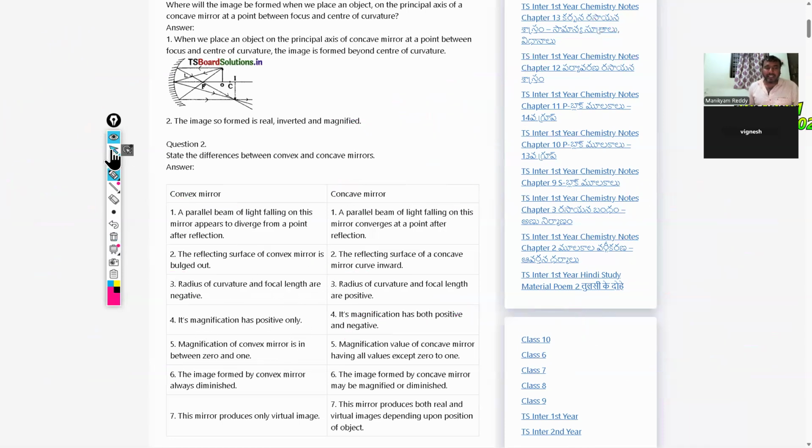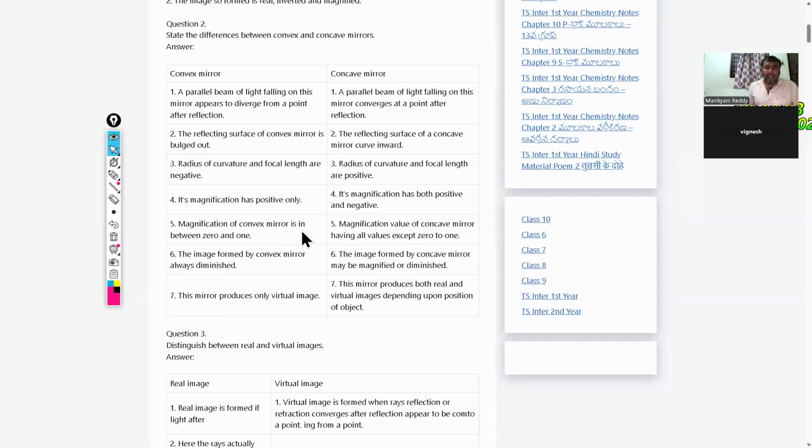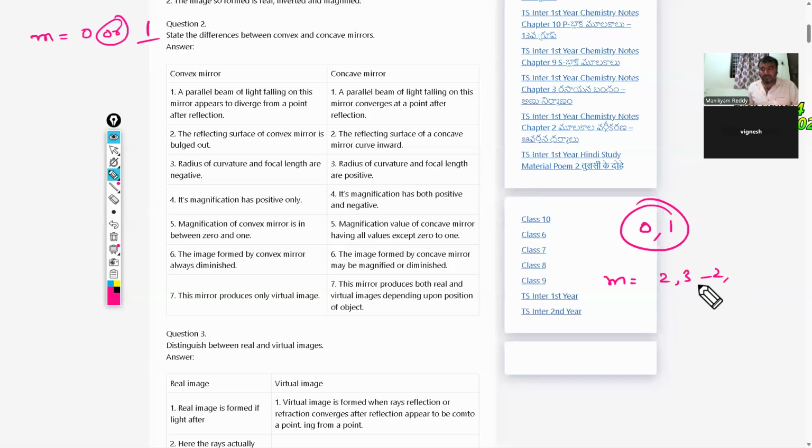Its magnification is positive only. Magnification of convex mirror is in between 0 and 1. Magnification value of concave mirror has all values except 0 to 1. Magnification values of concave mirror can be 2, 3, minus 2, minus 1, and so on.